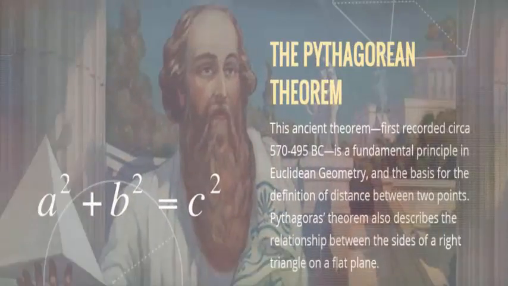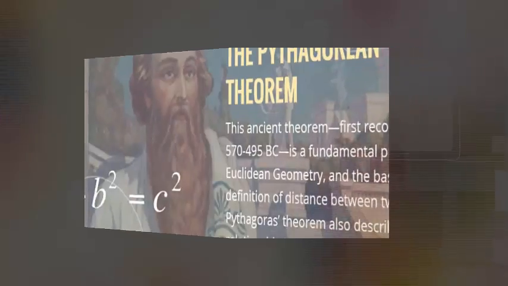The Pythagorean theorem. This ancient theorem, first recorded circa 570 to 495 BC, is a fundamental principle in Euclidean geometry, and the basis for the definition of distance between 2 points. Pythagoras' theorem also describes the relationship between the sides of a right triangle on a flat plane.